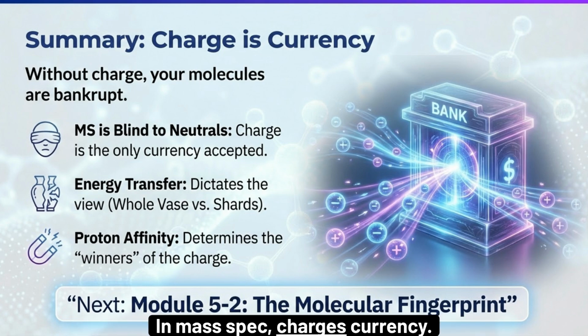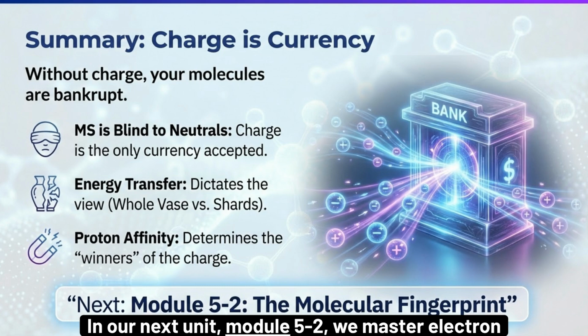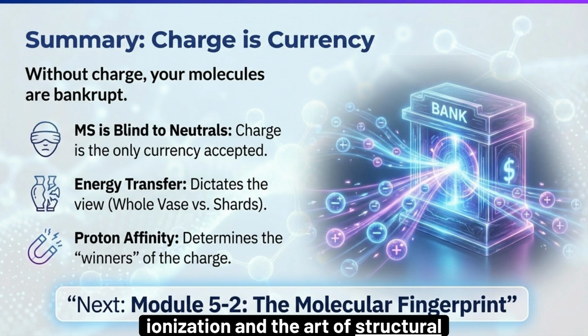In mass spec, charge is currency. Without it, your molecules are bankrupt. You are no longer just an operator, you are a strategist of the spark. But now that we have the charge, how do we use those shards to solve a mystery? In our next unit, Module 5-2, we master electron ionization and the art of structural identification. I'll see you at the source.